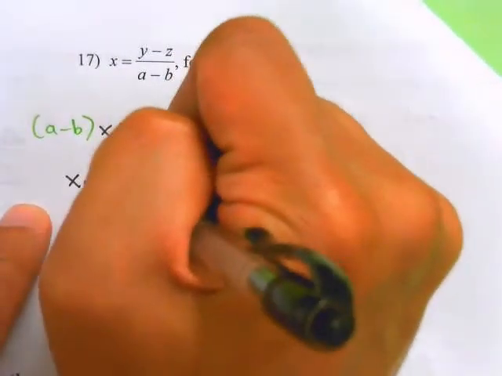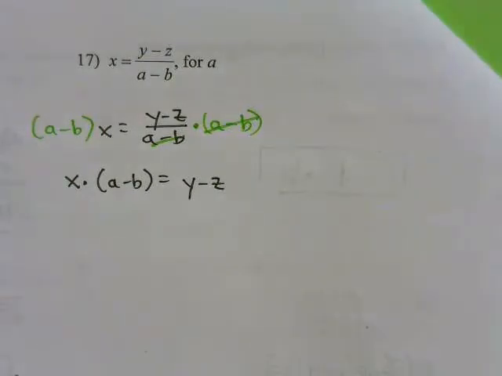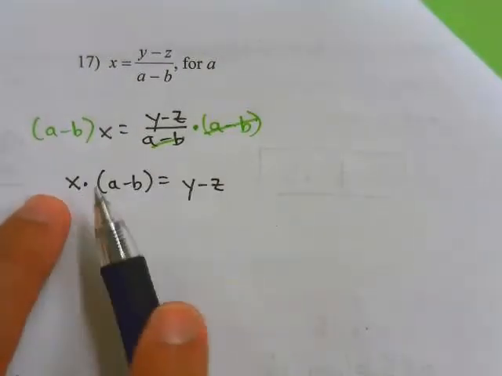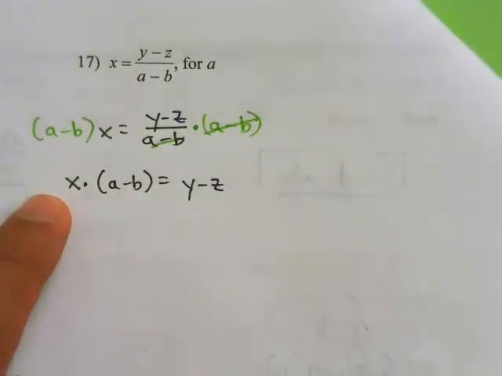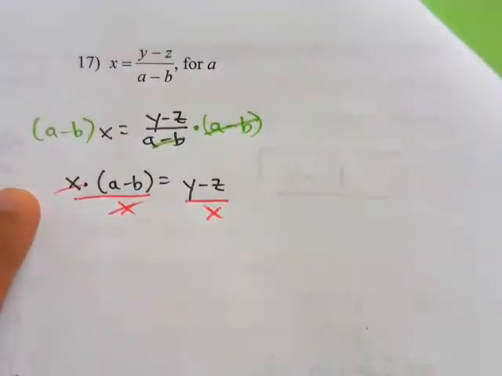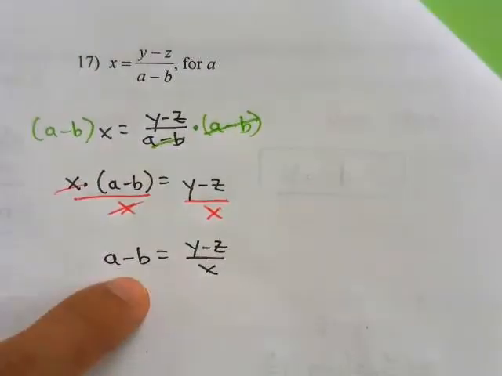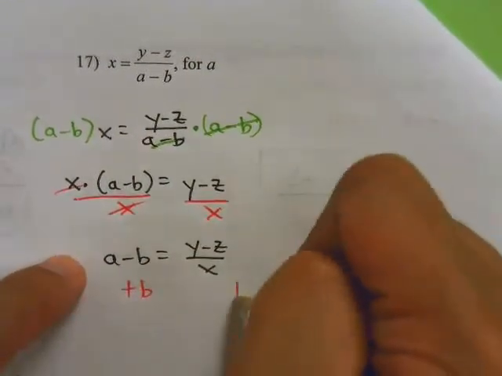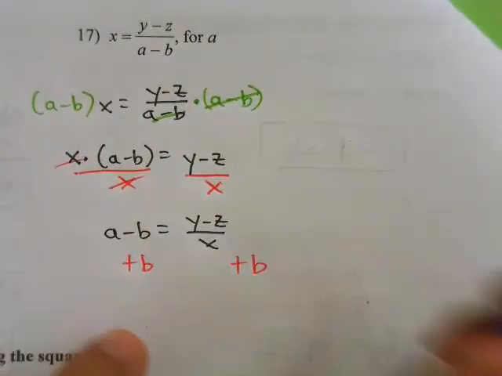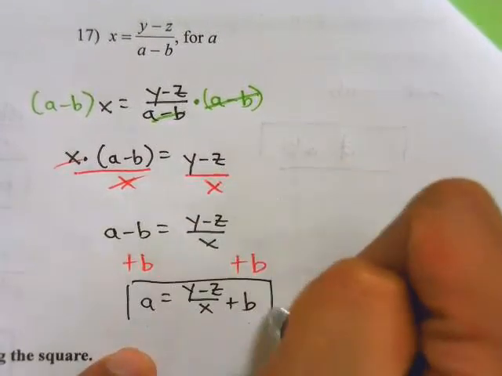Now I have x times a minus b is equal to y minus z. Okay. I probably would not want to distribute yet. So I'm going to just put this x over on the other side. Since it's already x times, I'm going to divide both sides by x. A minus b is equal to y minus z over x, and we're almost done. Then your last step is you're going to add b. A is equal to y minus z over x plus b.